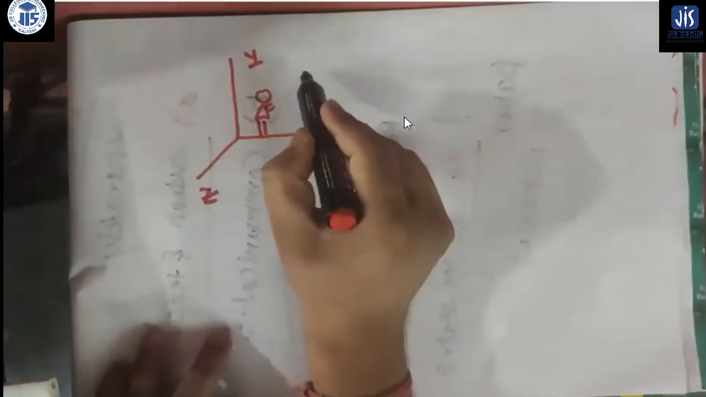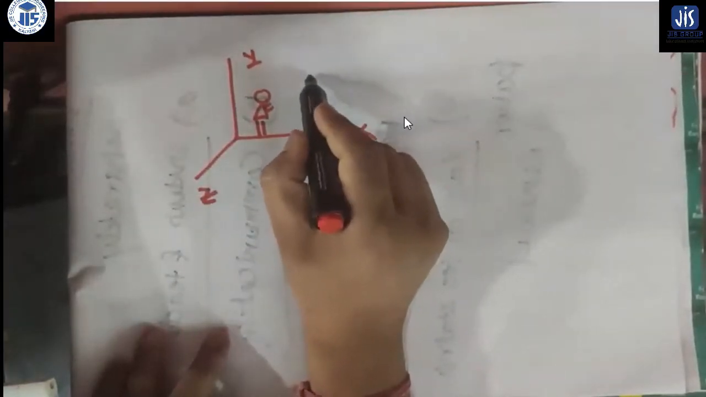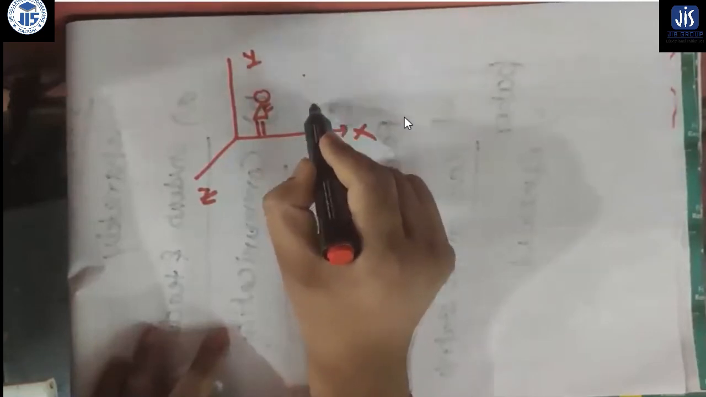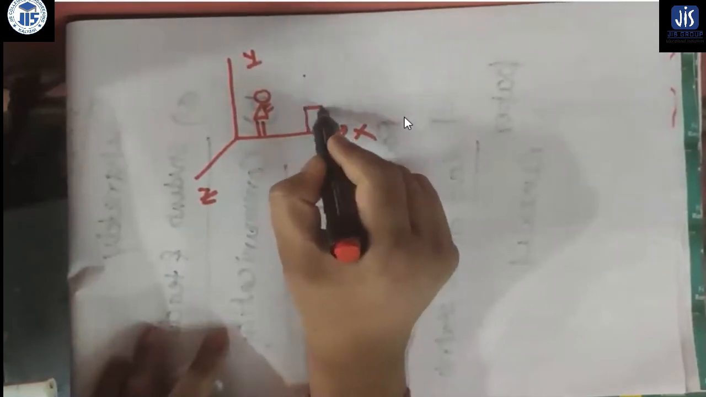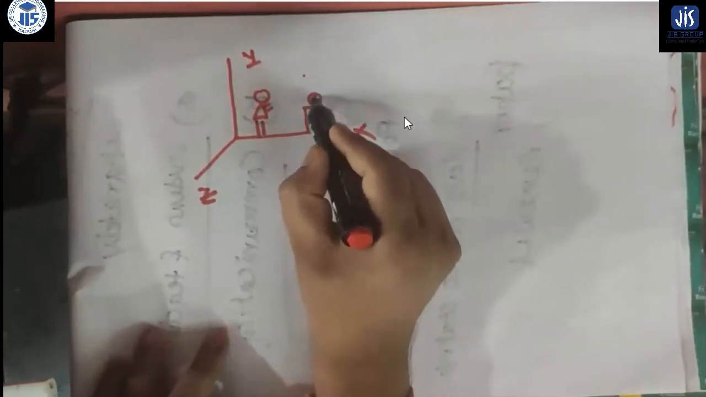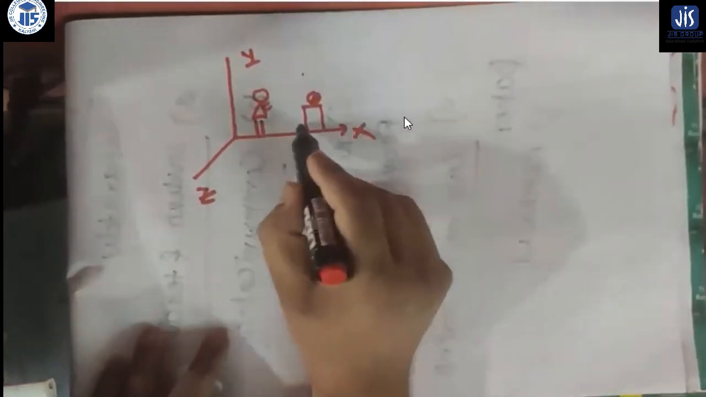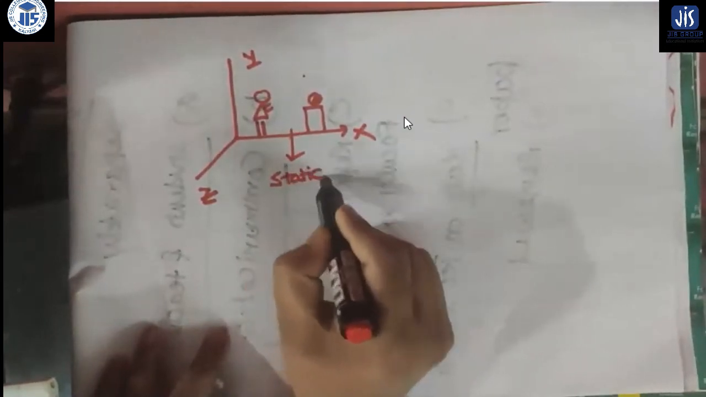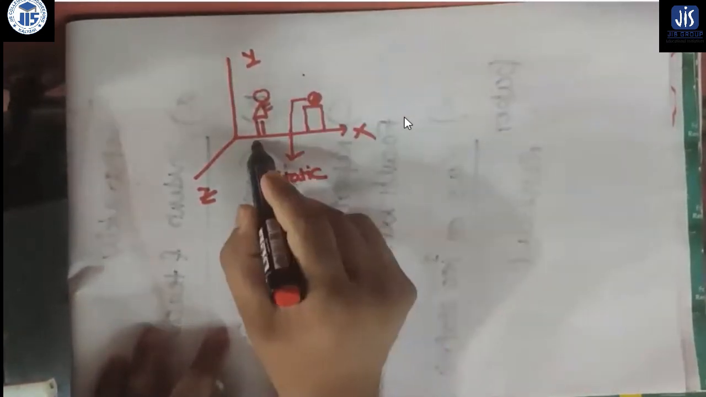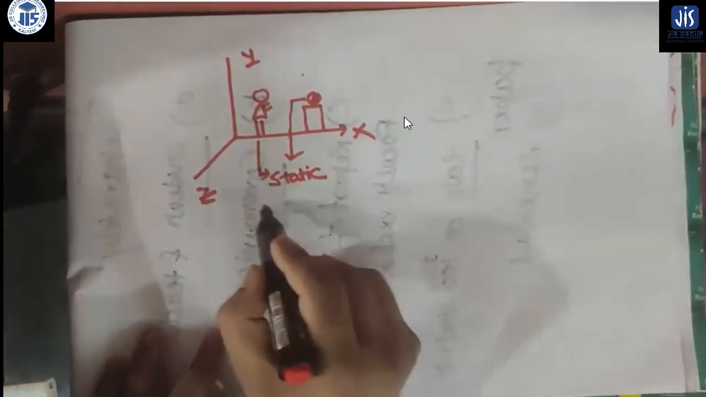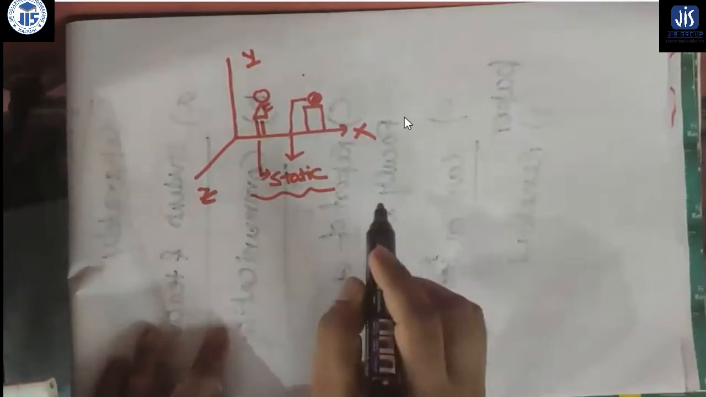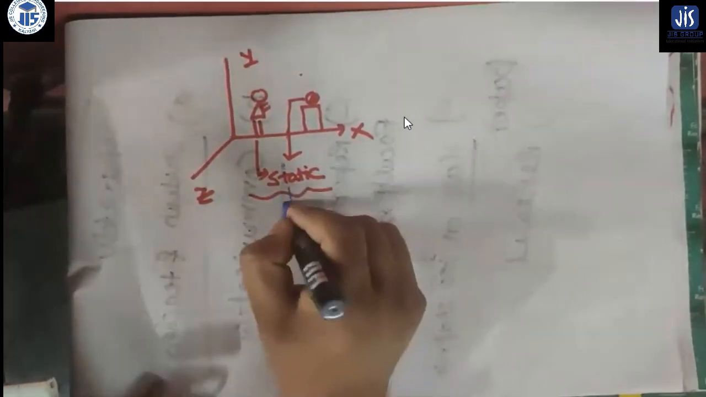In the Z direction, in front of me, suppose I am looking at a ball here. It is on a table. It is kept static. So now, if I measure the mass of the ball, I am static and this ball is static. So both observer and object are in the static condition. So I am measuring the mass of a static ball.